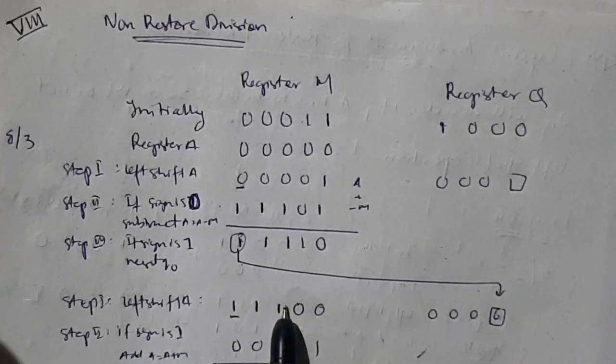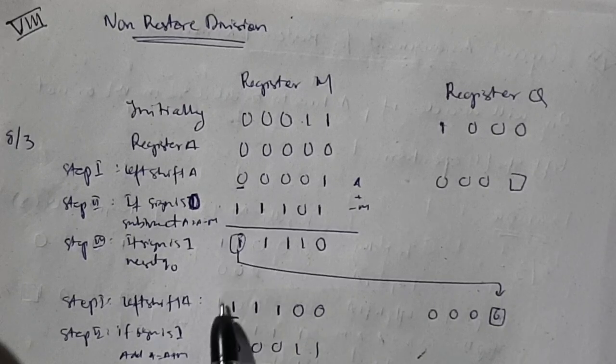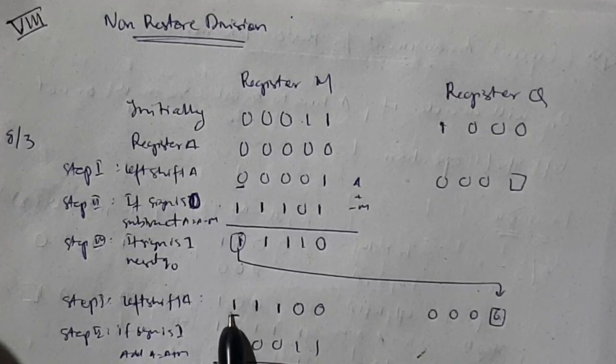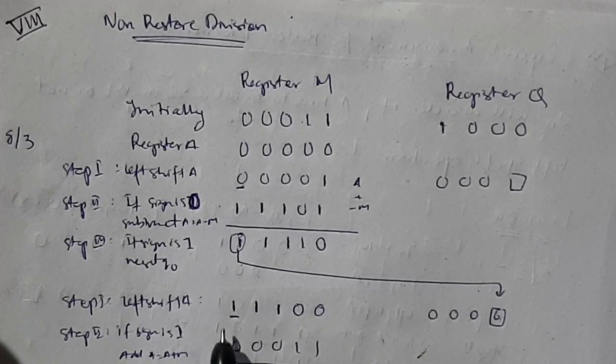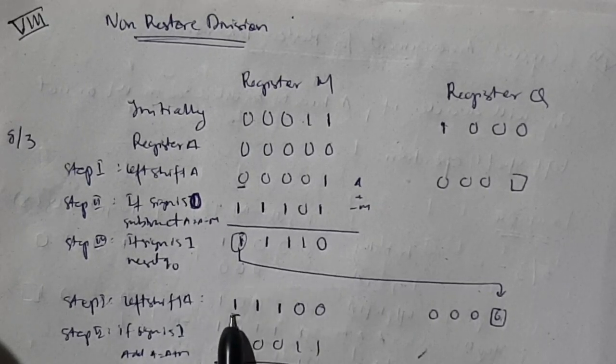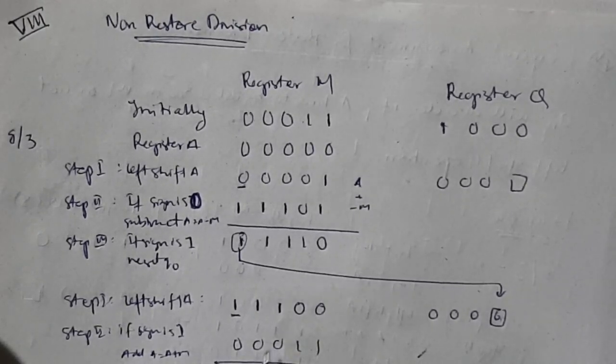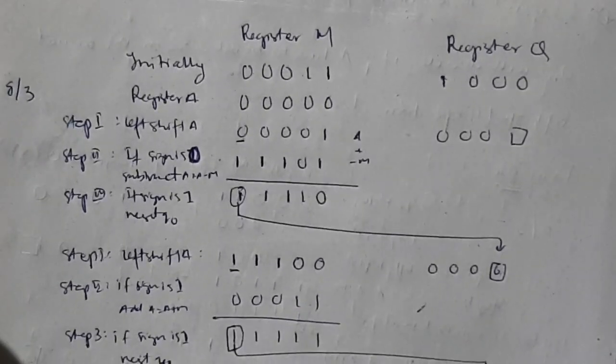Left shift A means again one space will come here, and when you left shift A, it will be 1 here. See here, if the sign is 1, you need to add A is equal to A plus M. If the sign is 1 here, right? You need to add it. When you add both, you will have all 1 1 1 1 here.